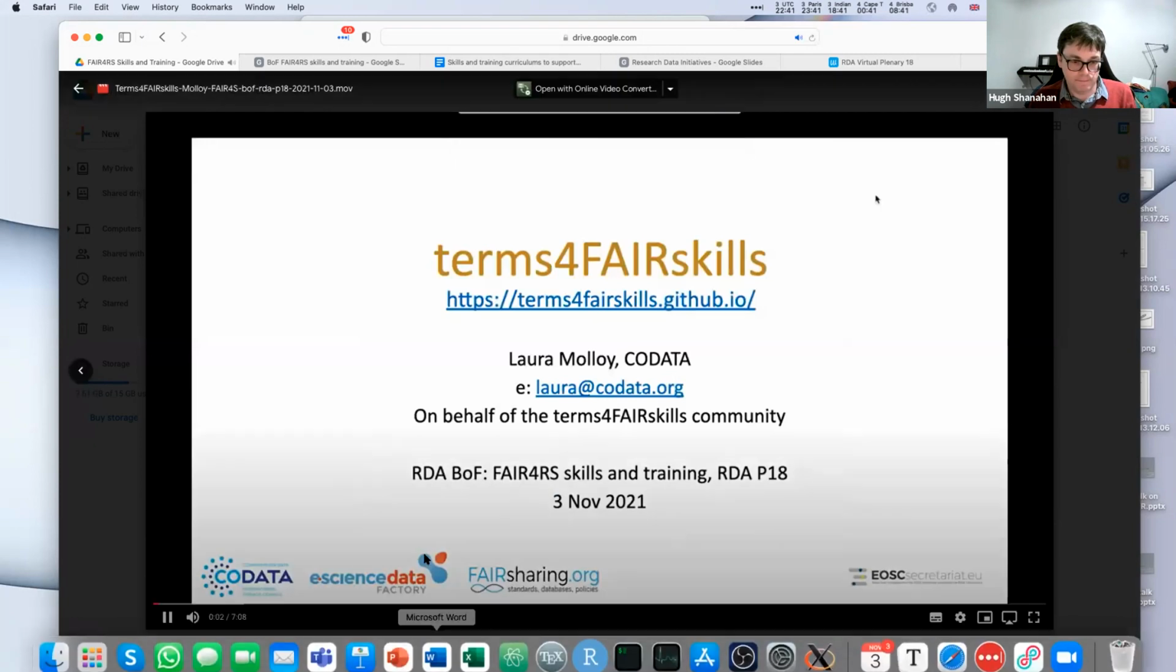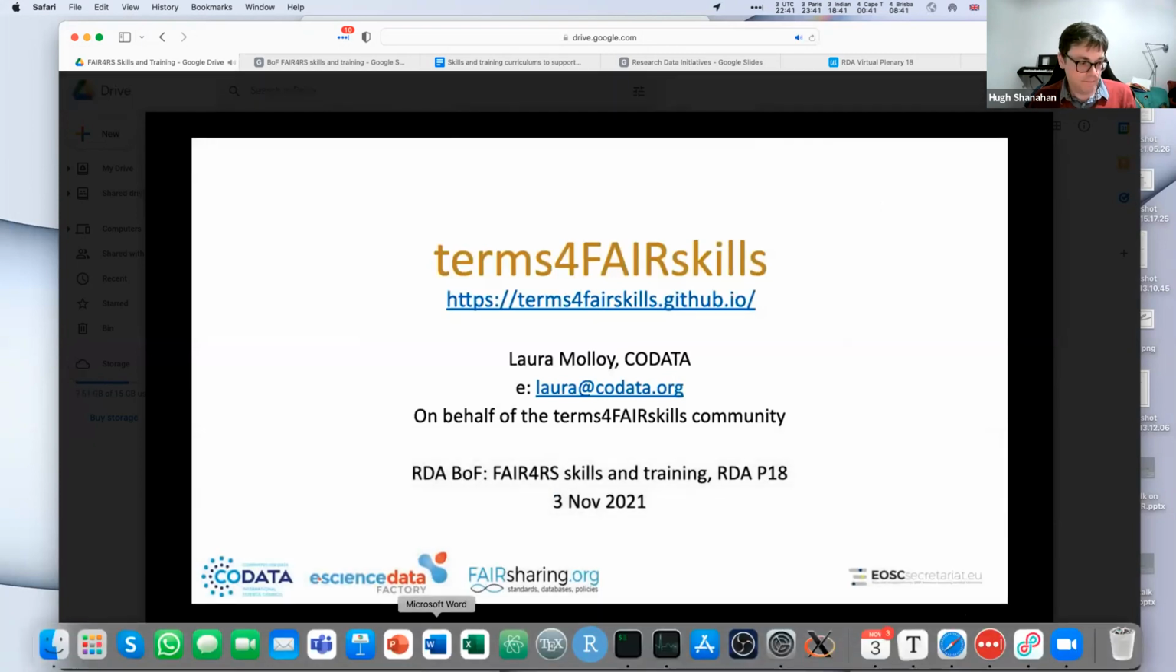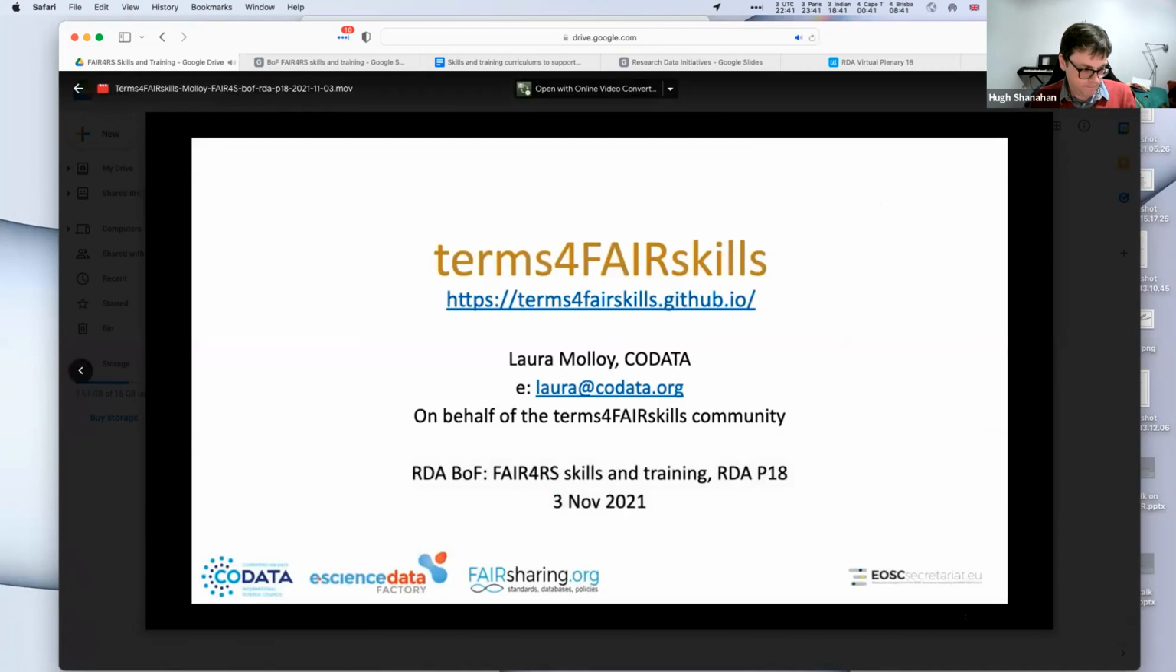Hi there, everybody. My name is Laura Malloy, and I'm very pleased to be participating in this BoF session. I'm the Senior Research Lead at CoData. CoData is the Committee on Data for the International Science Council here in Paris, and we work on data policy, data science, and data skills issues for the benefit of science and society. Today, I'm going to be talking about the terms for FAIR skills, terminology to describe the skills of making and keeping data FAIR.